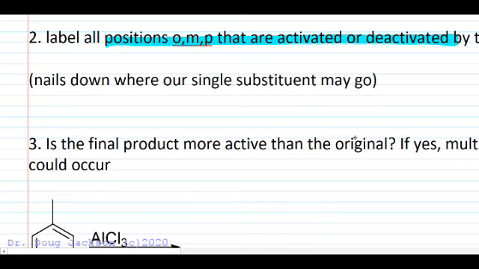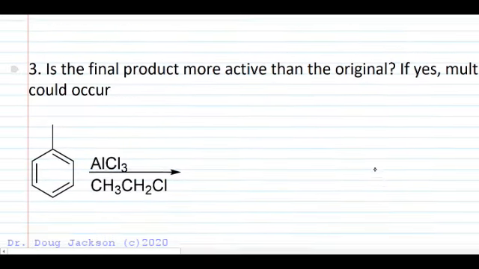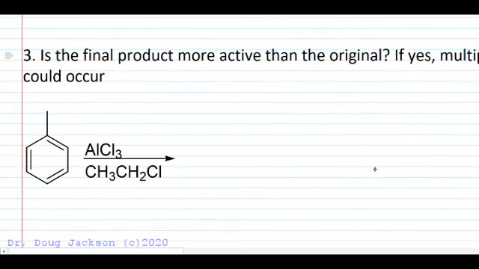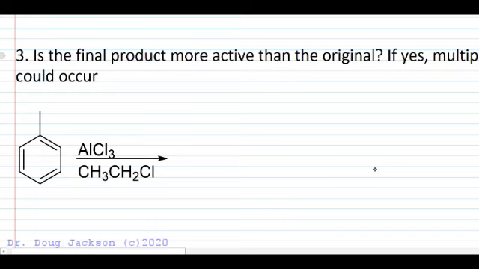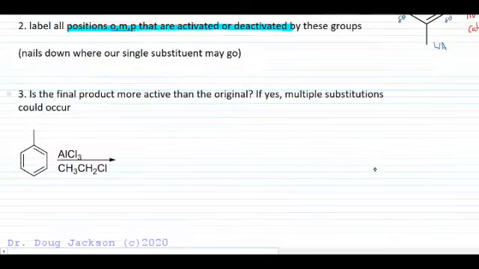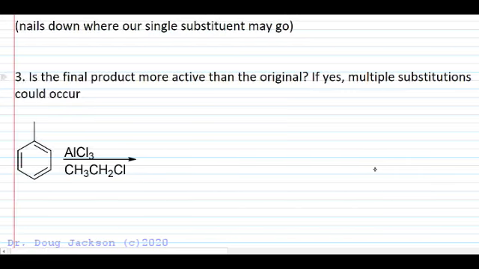All right, so nail down using those arguments where your substituent should go. Couple things we've got to think about. What if your product is more active than the original? So I've done this one before as an experiment in our honors lab to show that this happens. We use mass spec to identify the products.